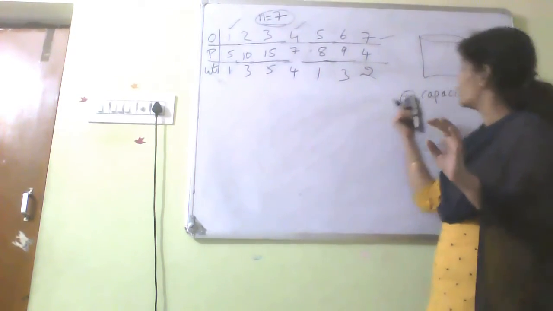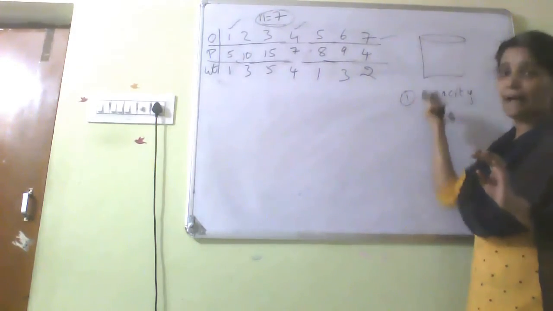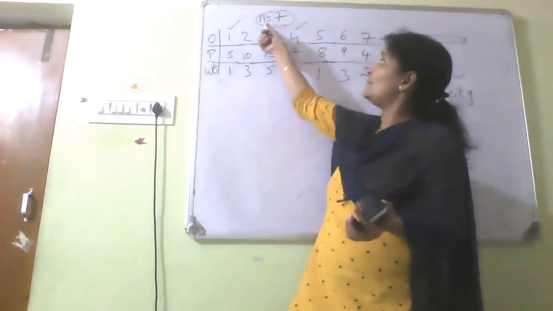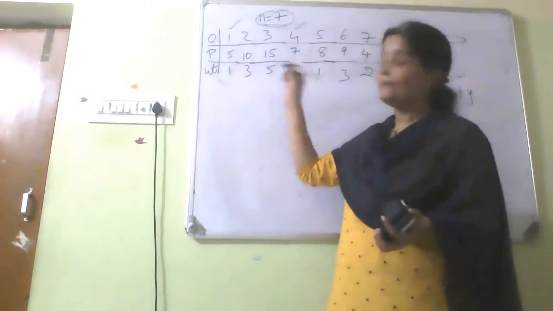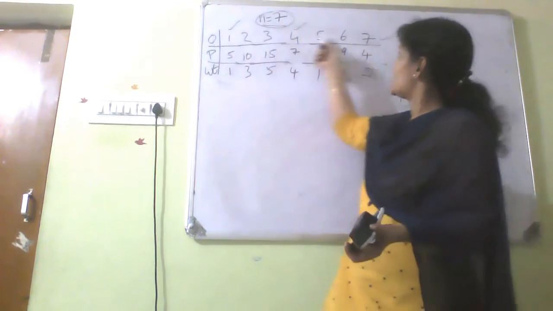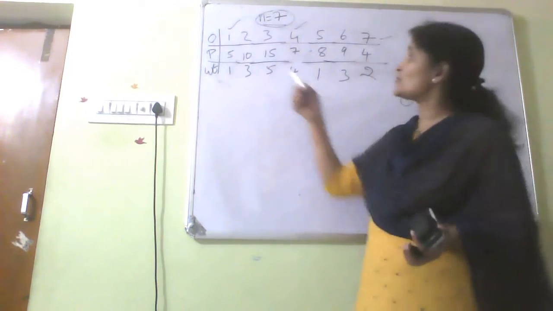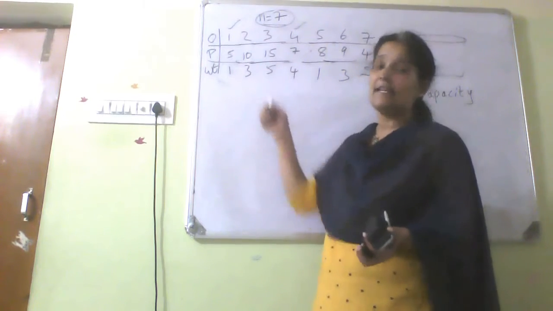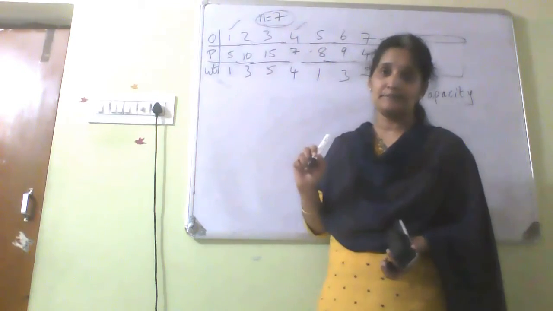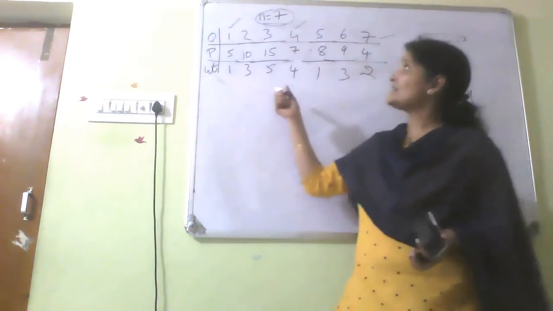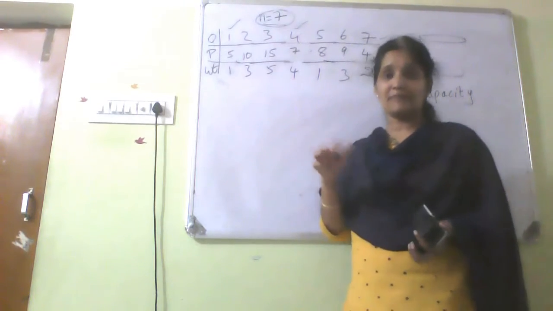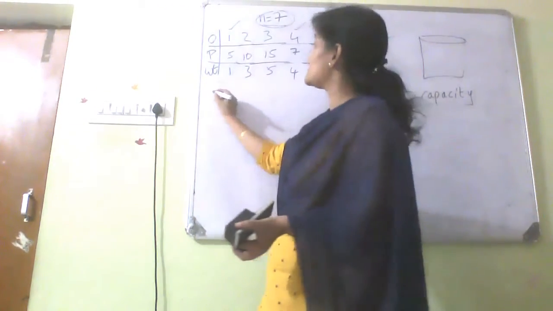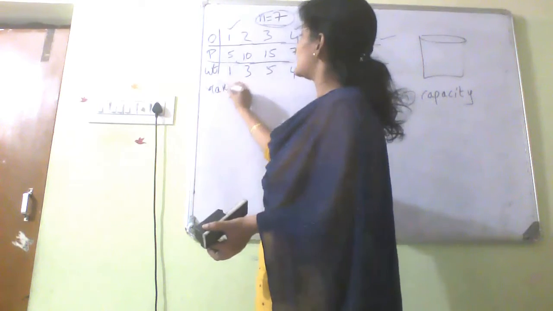Totally, 5 things are given to us. The first is the maximum capacity of the bag. The number of objects is given, and each object number is given. The profit for each object is given and the weight is given here. We will solve this by using 3 concepts. Let us solve the first by using the concept of maximum profit.